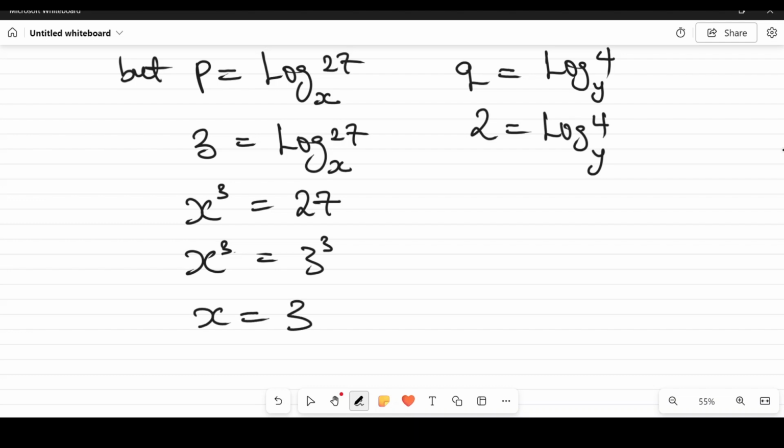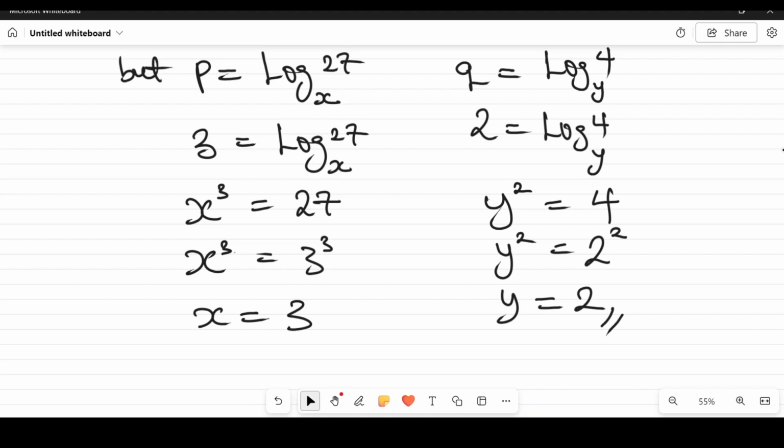Also from here, we have that this becomes y to the power 2 equal to 4. So y to the power 2 is equal to 2 to the power 2. So since our index or powers are equal, y is equal to 2. That is the answer. So we are able to obtain the value of x and we obtain the value of y.